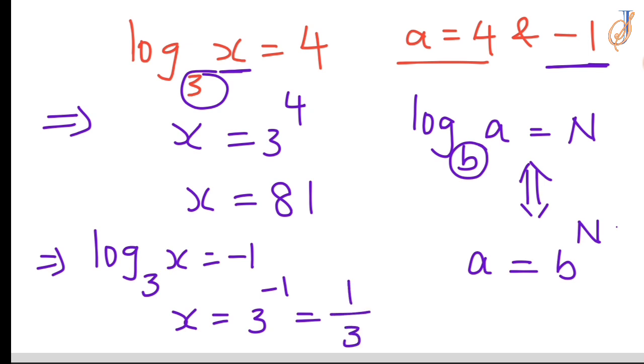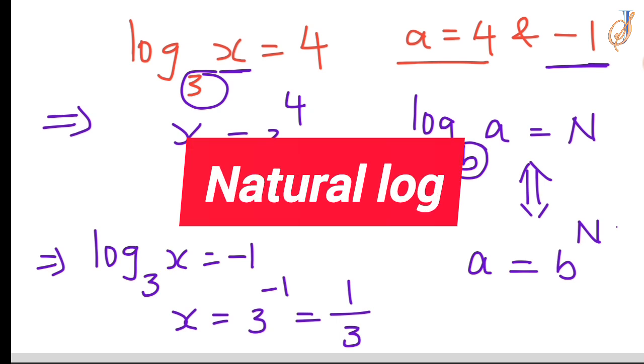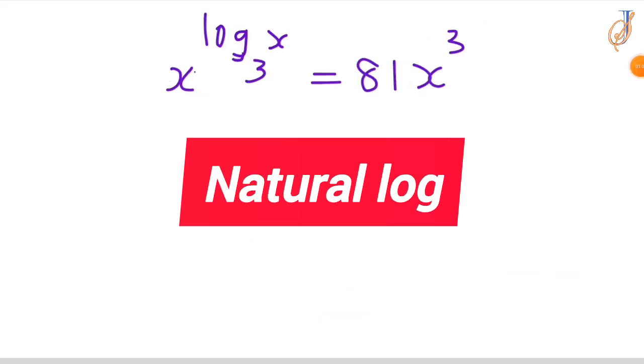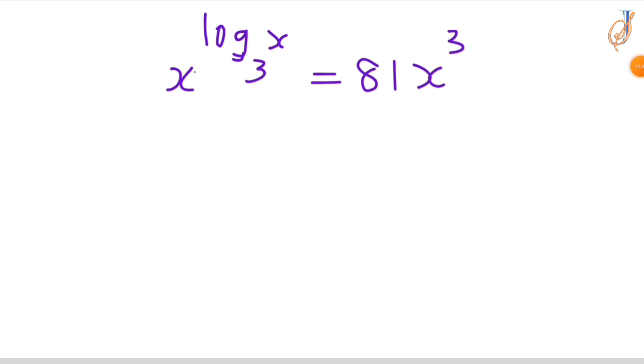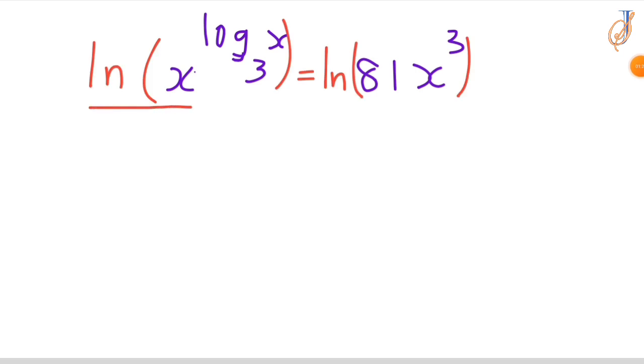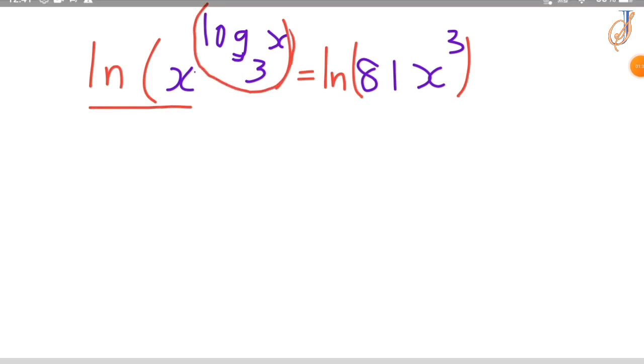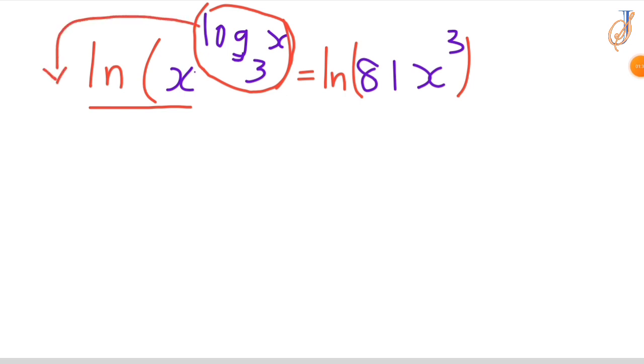Next we are going to see how to solve this logarithm expression by using natural log. Take natural log on both sides. Now observe here natural log of x with power log x with base 3. So whatever is in the power comes and stays in front according to our power rule property of logarithm. So use that property here. So then our expression turns into log x with base 3 times ln x, that is natural log of x, equal to ln of 81 times x raised to the power of 3.